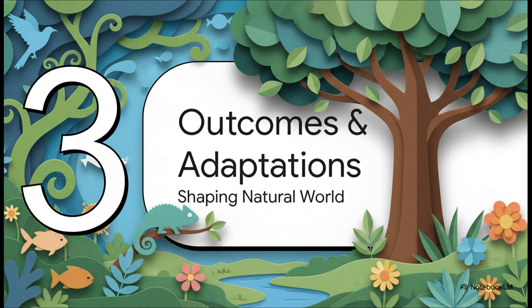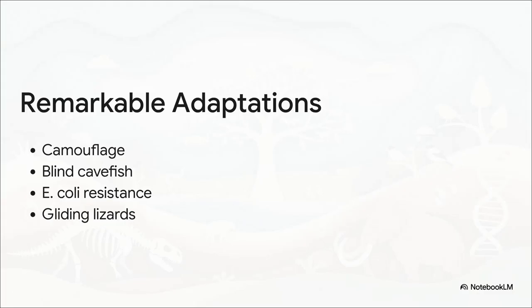Moving right along to Chapter 3, Outcomes and Adaptations, and how this shapes the natural world. These adaptations can be incredibly specific and wonderfully bizarre. Take the wild boar piglet. Specific mutations in their melanin receptors give them these disruptive camouflage stripes, allowing them to perfectly blend into the dappled sunlight of the forest floor and hide from predators.